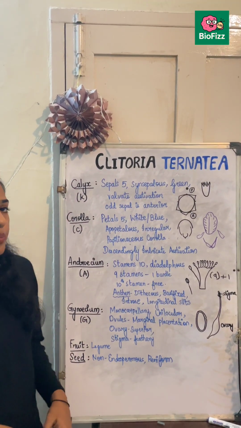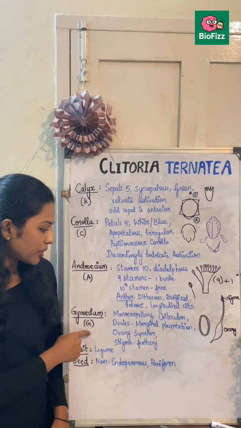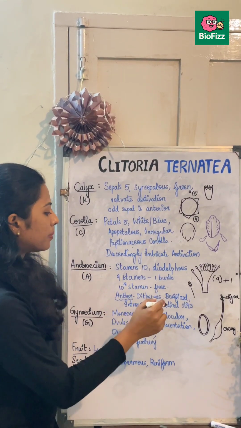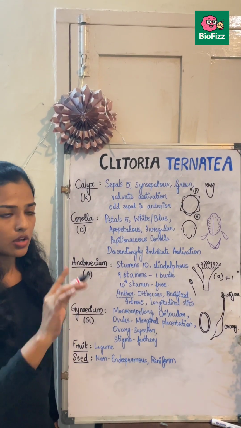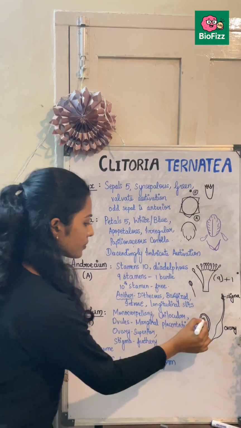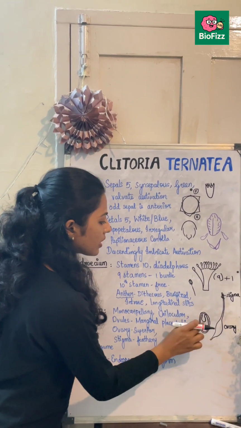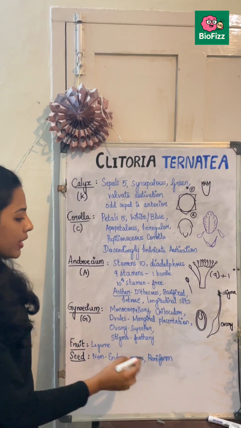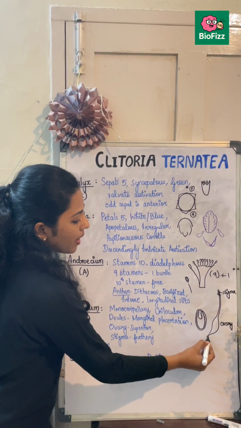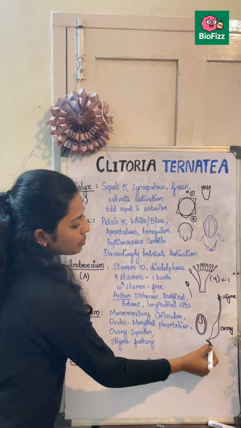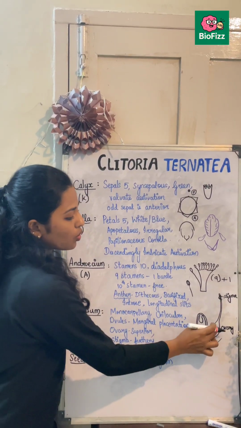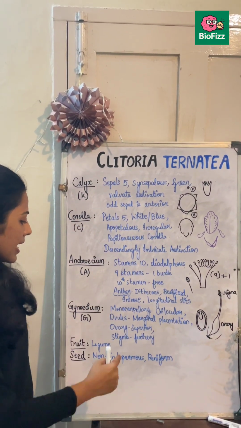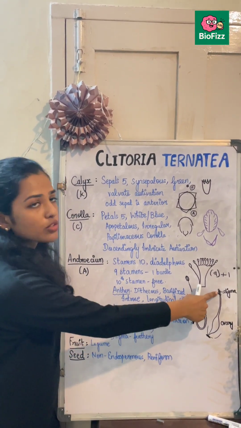Moving on to gynoecium, which is the female part represented by the alphabet G, and it is monocarpellary unilocular. There's only one carpel, only one locule, and you will find the ovules attached to the margin, so it's called marginal placentation. The ovary is superior, so this is the ovary. All the other parts of the flower, the calyx, corolla, androecium, will originate from the bottom of the ovary. So the ovary sits on top, so it's called superior ovary. The stigma, look at this. The stigma is quite feathery.